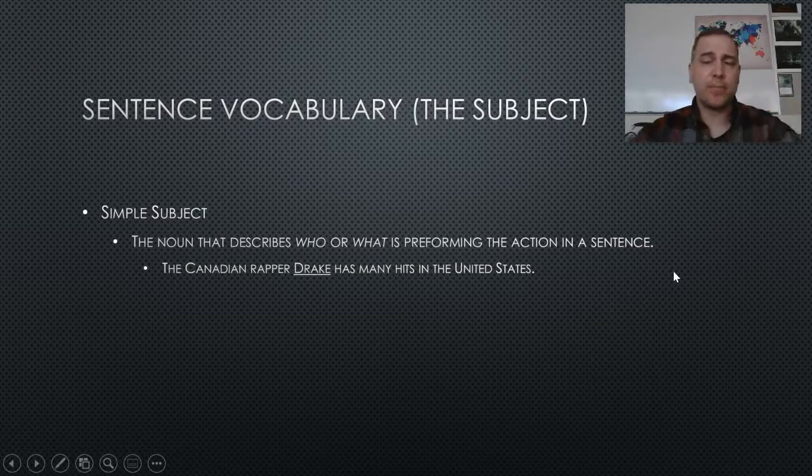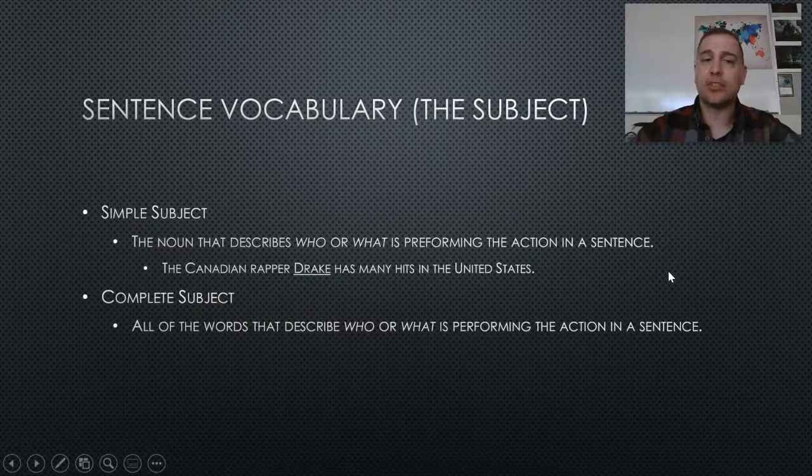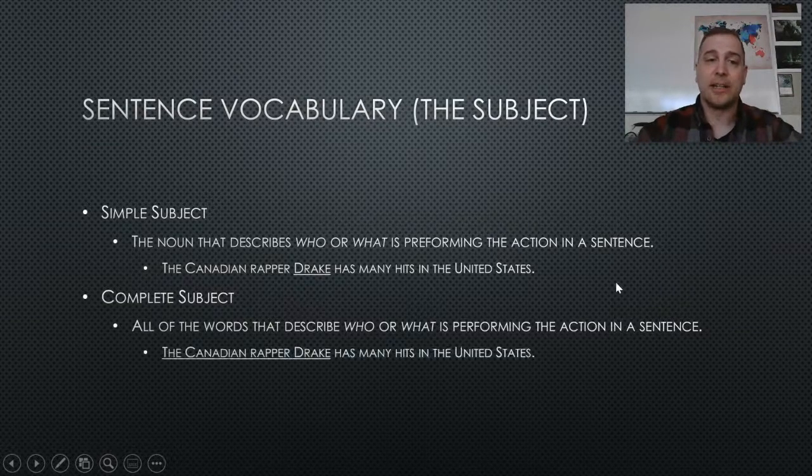What we're going to be interested in more often is what's called the complete subject. And in the complete subject, it's all of the words that describe who or what is performing the action of the sentence. And so I'm not just talking about Drake, I'm talking about the Canadian rapper Drake. All of this is telling who I'm talking about and who is doing the action of the sentence. And so the complete subject, right?